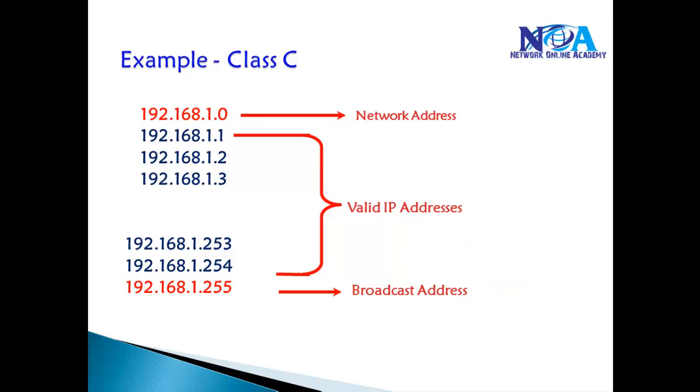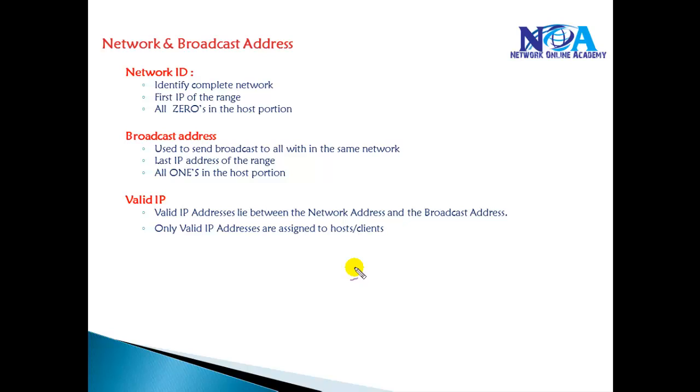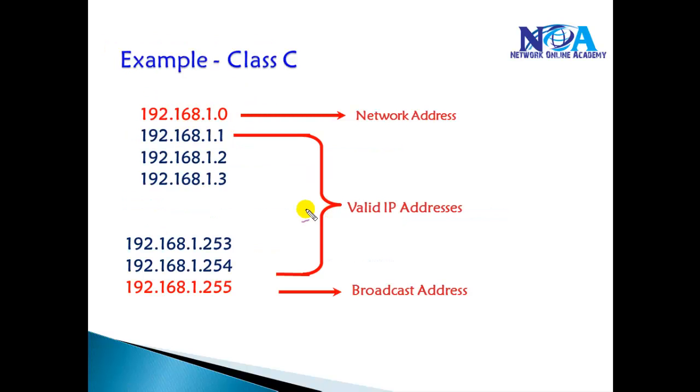So let's get into more detail on what is network ID. Network ID is the first IP address of the range, which is going to identify the complete network, with all zeros in the host portion. Now let's take an example. If I'm using this network, we generally represent it as 192.168.1.0, and this address will be identifying the complete network.